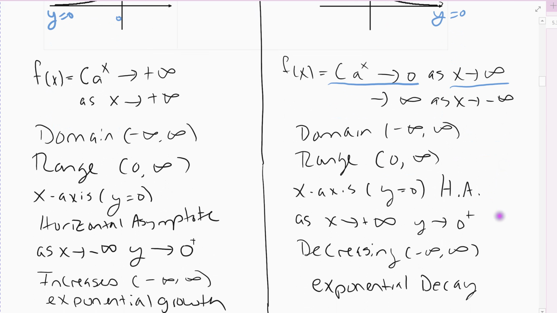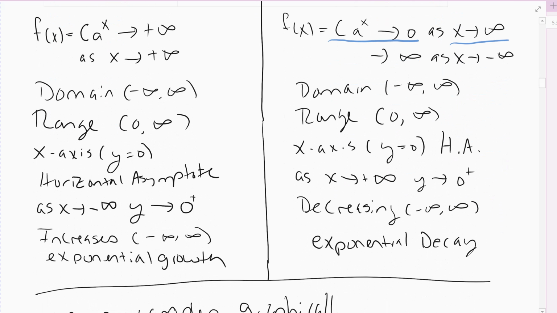The x-axis is a horizontal asymptote, and it's true for both cases. It's just on opposite ends. In the growth case, it's on the negative infinity side where it approaches 0. In the decay case, it's on the positive infinity side where it approaches 0. The exponential growth is increasing everywhere. The exponential decay is decreasing everywhere. So those are my properties.